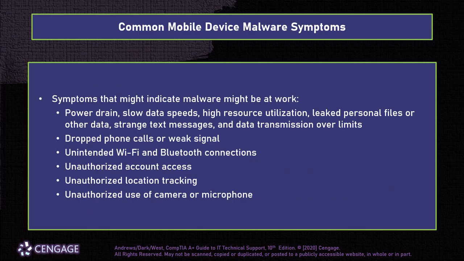So if we're concerned about malware being on a particular device, we need to be aware that conjecture is not enough. We have to find ways to diagnose, if you will. So some of the big ones would be things like power drain. The battery just seems to be going through a ridiculous amount of charge in a very short period of time. Data speeds being slow, essentially the device is running unusually.